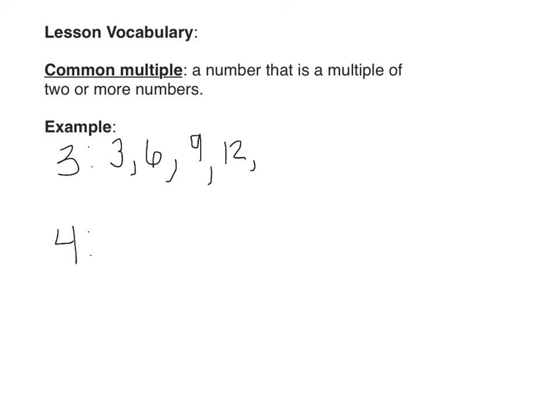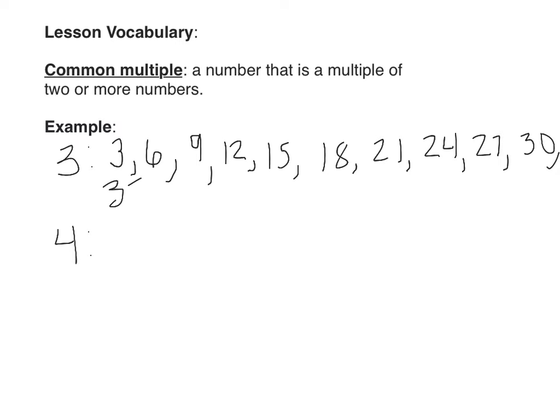3 times 5 is 15. 3 times 6 is 18. 3 times 7 is 21. 3 times 8 is 24. 3 times 9 is 27. 3 times 10 is 30. 3 times 11 is 33. And 3 times 12 is 36. Okay, so that's 12.